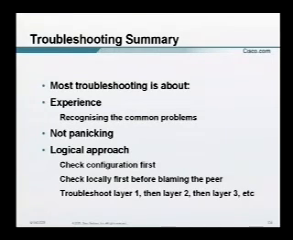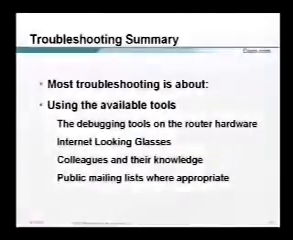I mean, yes, your customers will blame you if the internet breaks, but they don't know how it works. You shouldn't just go and blame somebody else. Try and make sure that what you've got is fine first. And then troubleshoot. Start at the bottom, layer 1, 2, 3. You may have to do layer 8 and 9 troubleshooting before you look at your own stuff, but try and work through it in logical steps. Use the tools available: the debugging tools in the router hardware, internet looking glasses, ask colleagues, ask friends on the net, ask public mailing lists where appropriate.